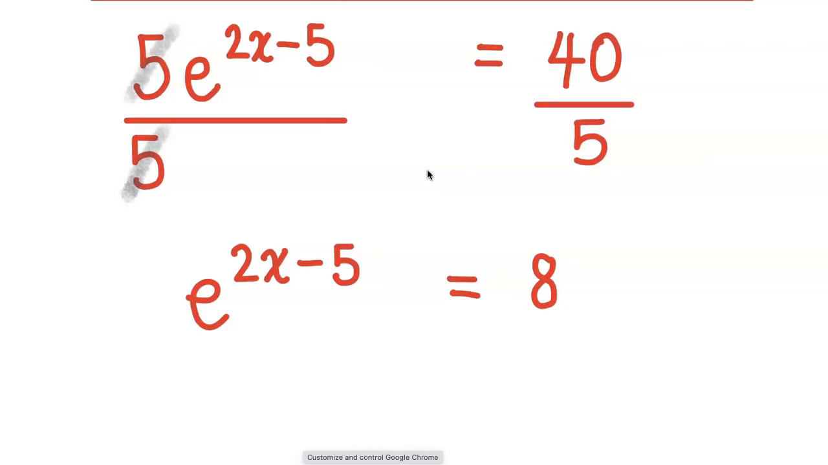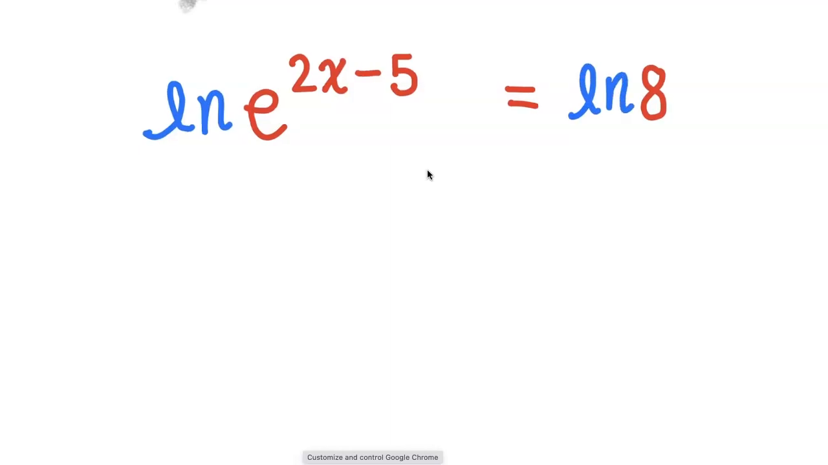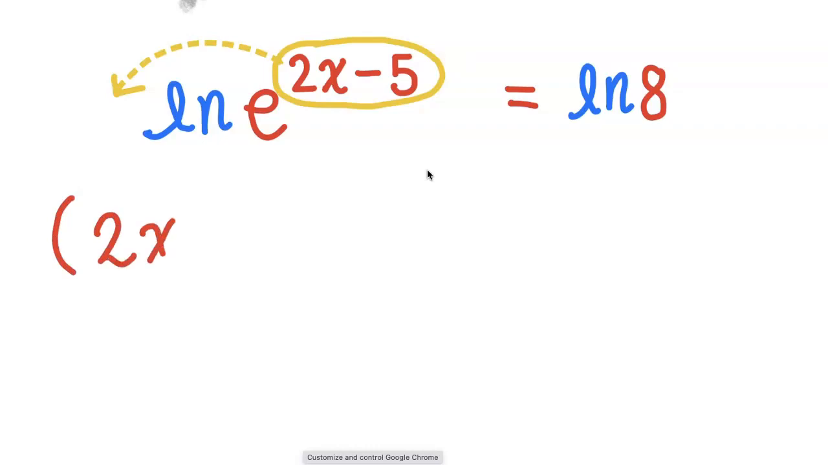Now, to solve this exponential equation, we will take the natural log of both sides. So watch, we'll move this a little bit to the side. I will take ln, natural log, of both sides. When you take natural log or common log, the exponent, this power of 2x minus 5, will come down to the front. So I'm going to draw an arrow indicating this is now going down to the front. And this is what we're going to have. We're going to put that 2x minus 5 in a parenthesis.